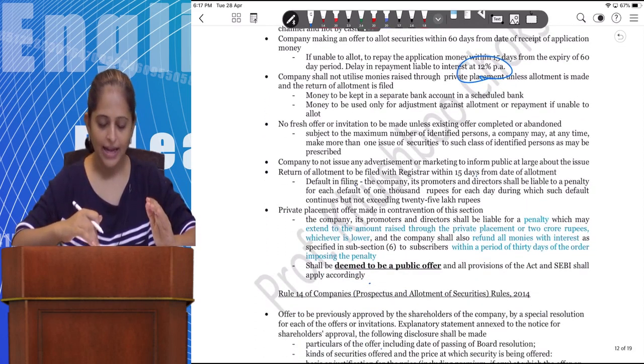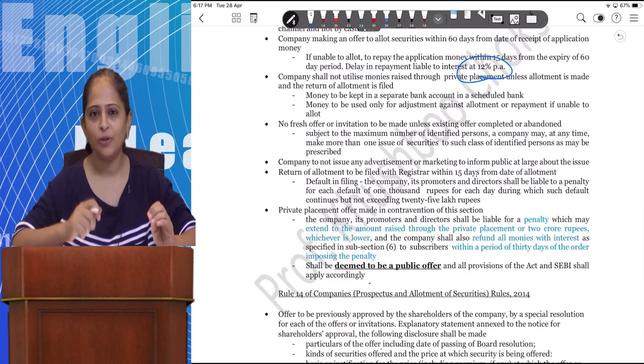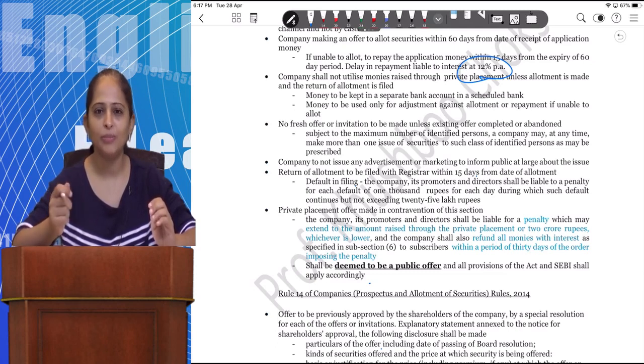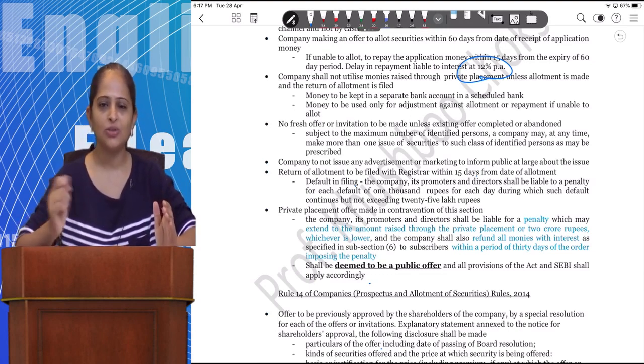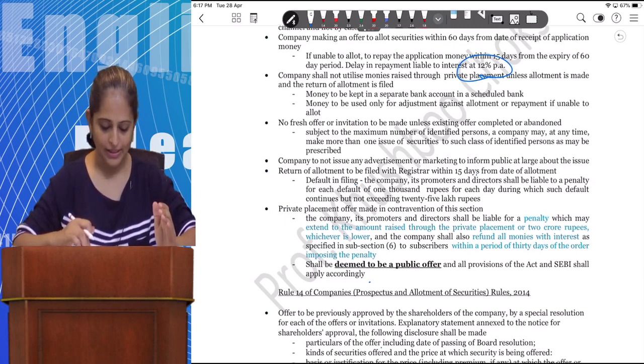It is important to note that for private placement you cannot have an advertisement in the newspaper, and you cannot have an invitation to the public to subscribe to the securities. It is only to a selected set of individuals that you can make an invitation to subscribe to the securities.